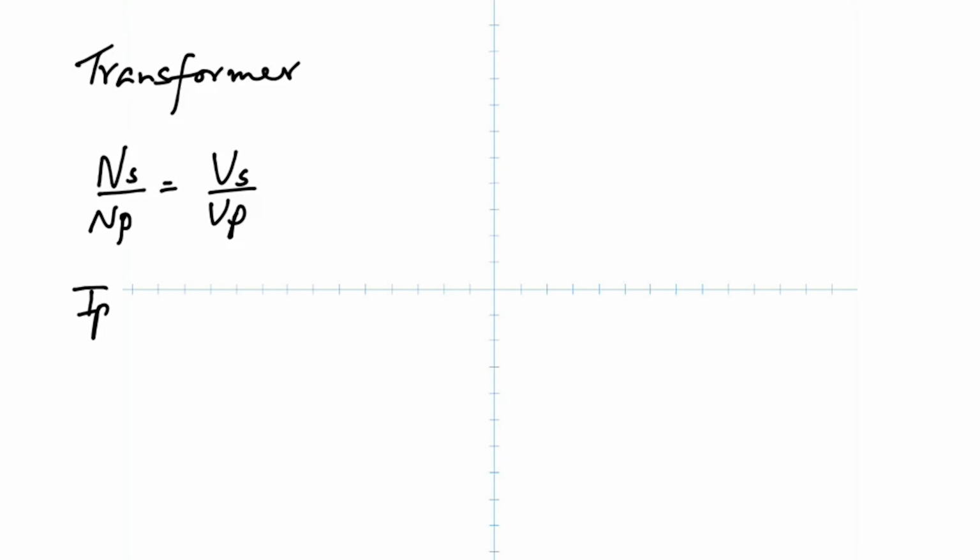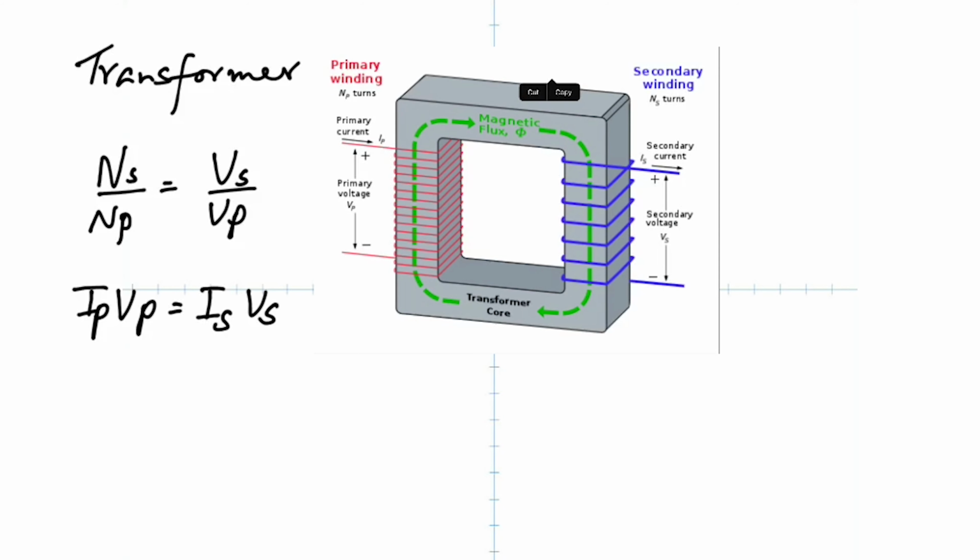Transformer. Transformers only work on AC. A transformer has a primary and a secondary wound on a laminated iron core. I think I have a diagram coming up. NP and NS are the number of turns in the primary and the secondary. VP and VS are the voltages. And it's a direct ratio. Wow, there is the diagram. It's a direct ratio here.